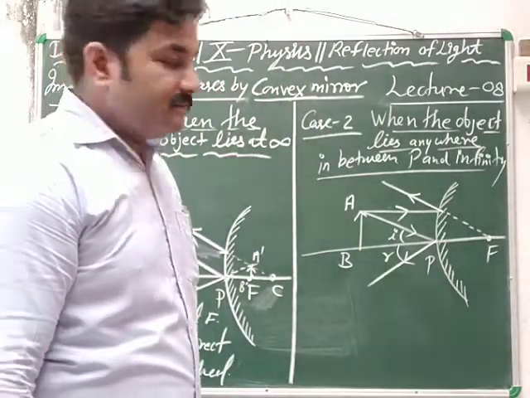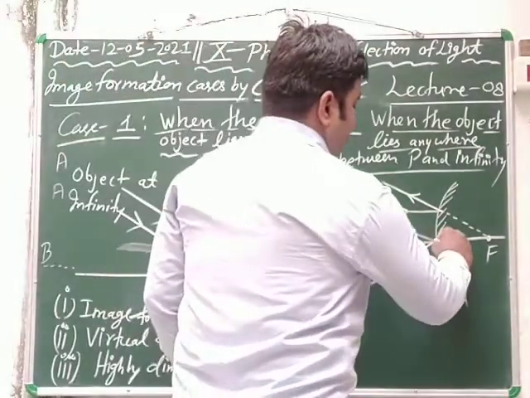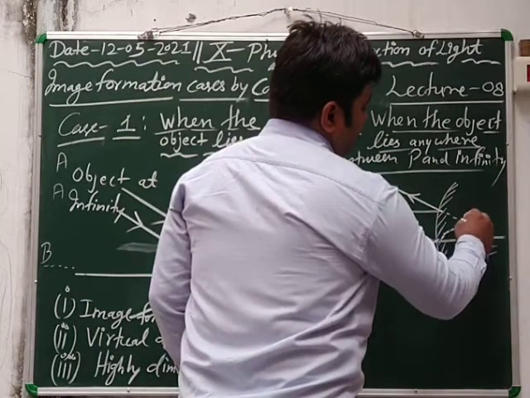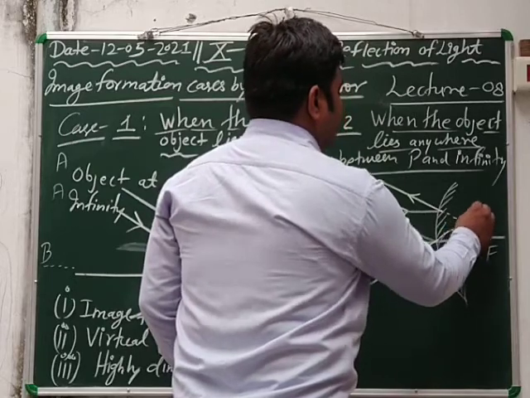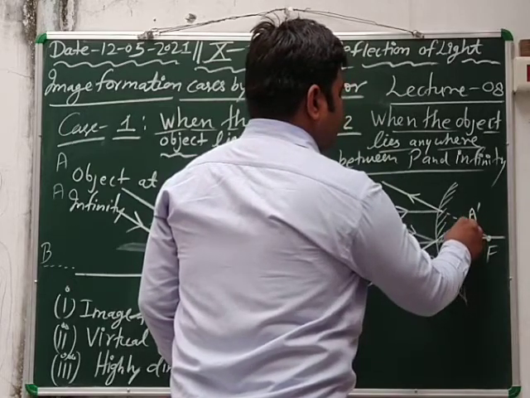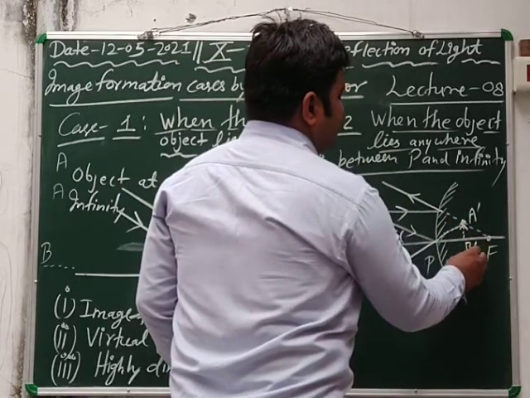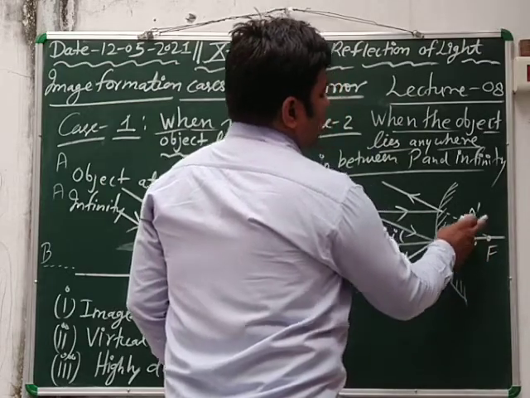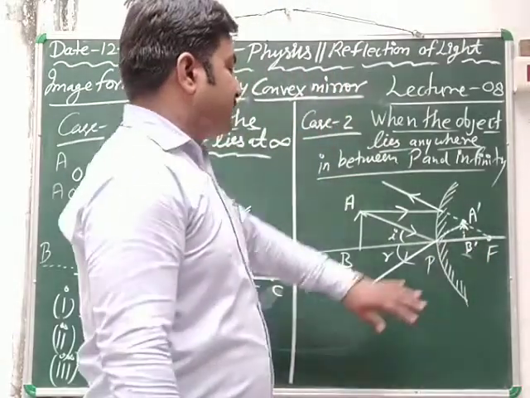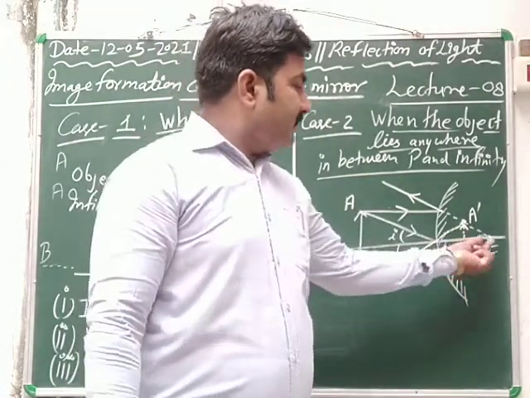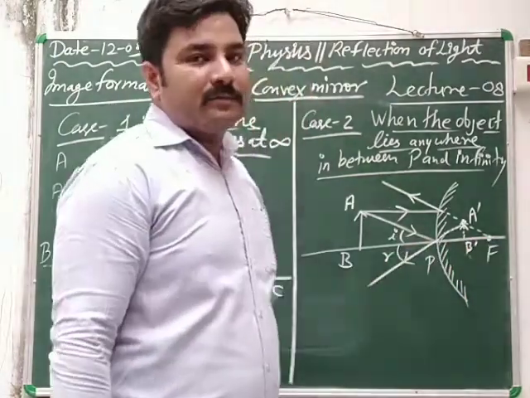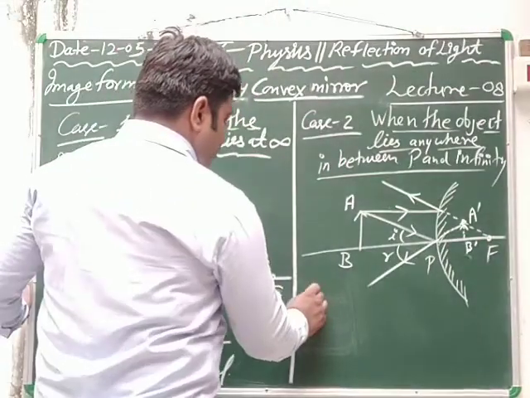When these two rays proceeding back side then intersect at a common point, here this A dash B dash. This is the image of the object. The image here is virtual and erect and formed between focus and pole. Let's see the 3 points.